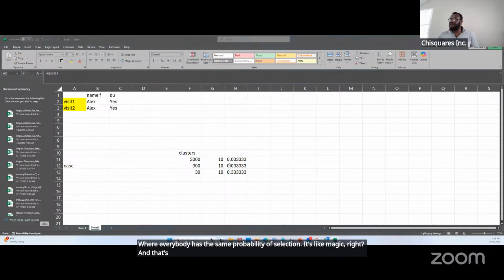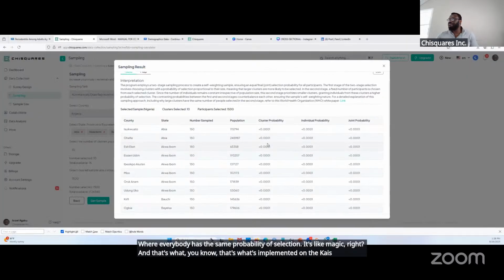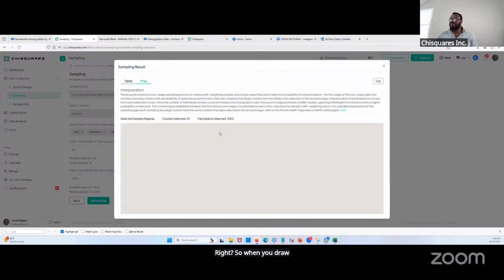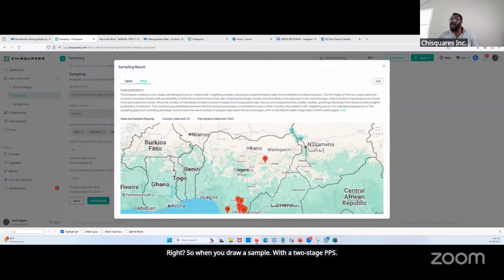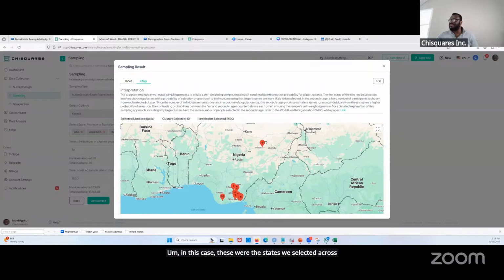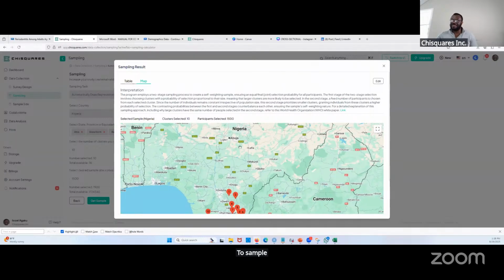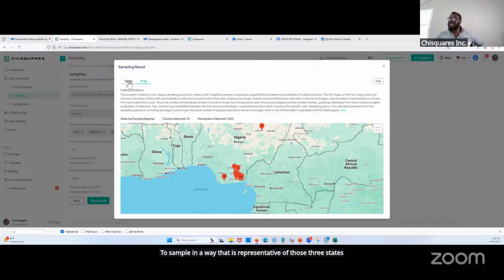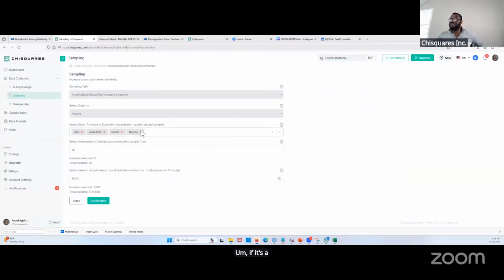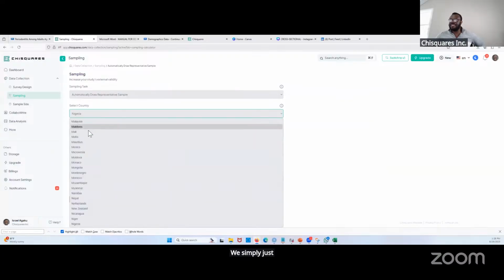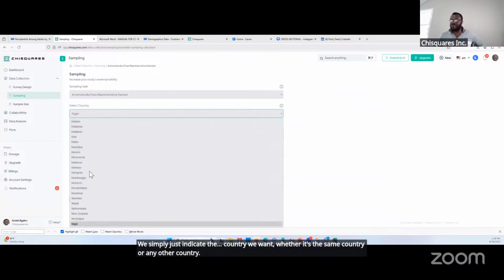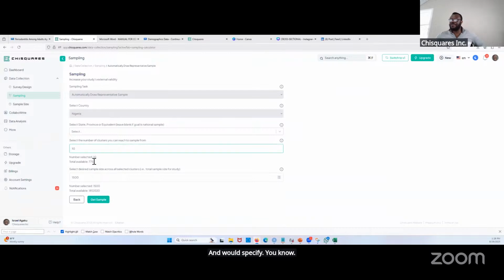And that's what's implemented on the KNHANES platform, right? So when you draw a sample with a two-stage PPS, in this case, these were the states we selected, across 3 states. And this is telling us that, okay, these are where we have to go to sample in a way that is representative of those 3 states we selected. If it's a national sample, if our survey is national, we don't have to select a state, obviously. We simply indicate the country we want, whether it's the same country or any other country, and we'll specify the number of people. In this case, this is telling us that we have 775 clusters.